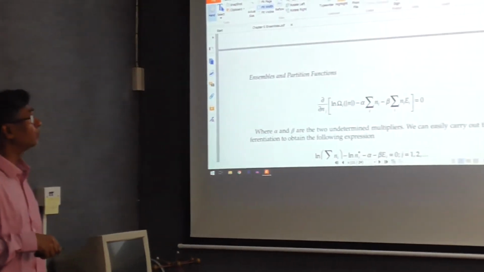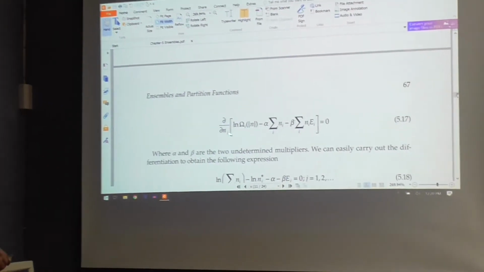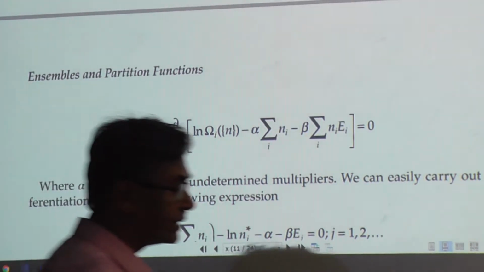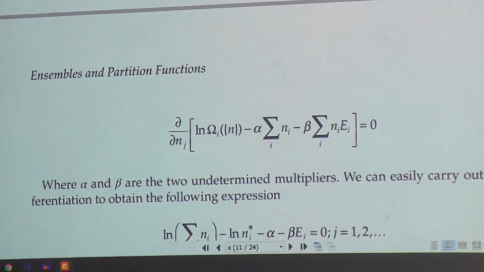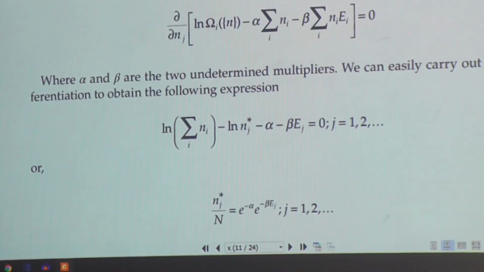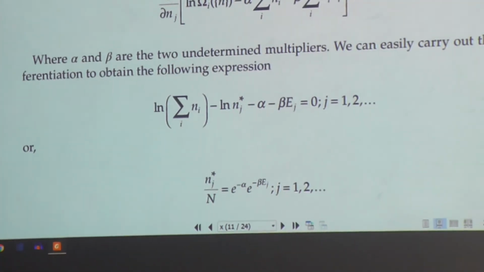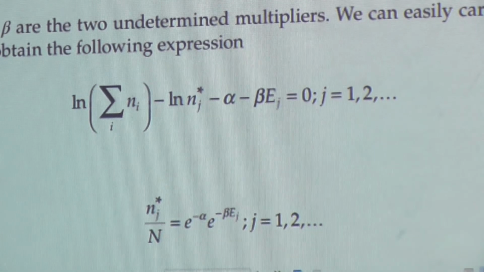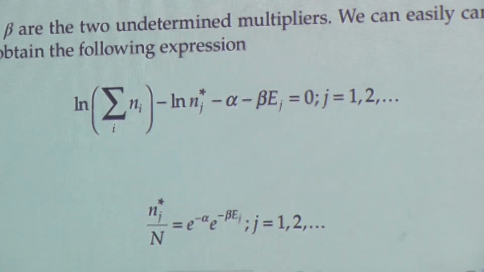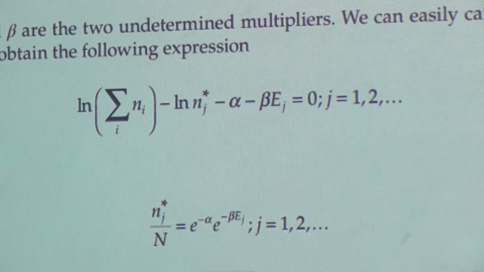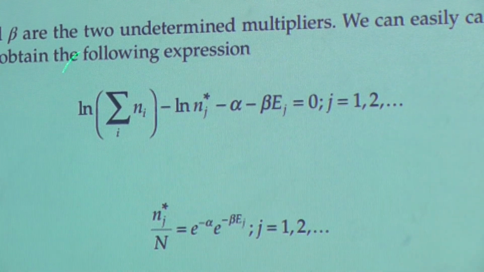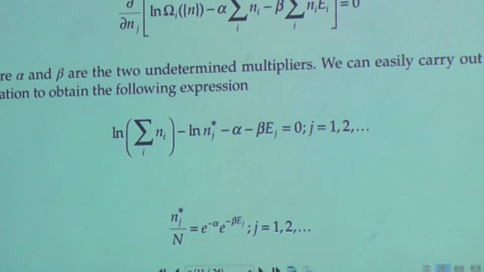Okay. So now we have to evaluate these. How do I do that? I go back and use the ln omega that I just derived upstairs, and then I take the derivative. When I take the derivative and use Stirling's approximation, the one that I have just done above, I get this equation. Is that okay? So one has used this one.